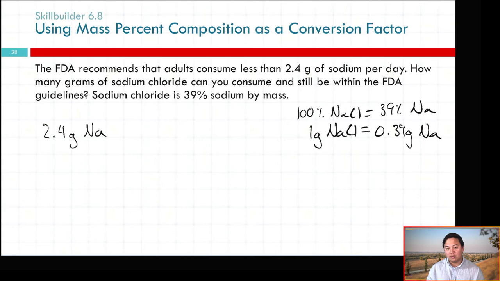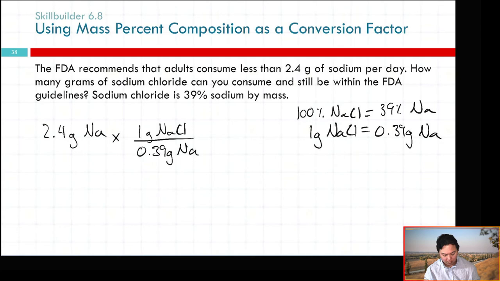Then when we use this, we want to know how much salt, sodium chloride, we can have. So sodium, 2.4 grams, times 1 gram NaCl divided by 0.39 grams of sodium. So we do 2.4 divided by 0.39, and we get 6.2 grams NaCl. I don't remember, but I think that is the same number that we calculated before.